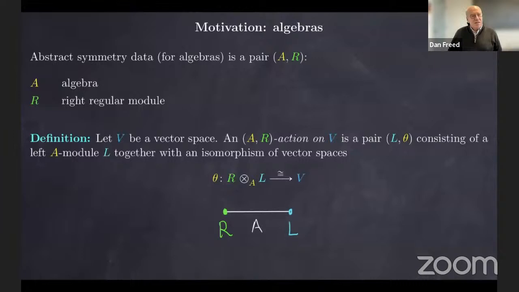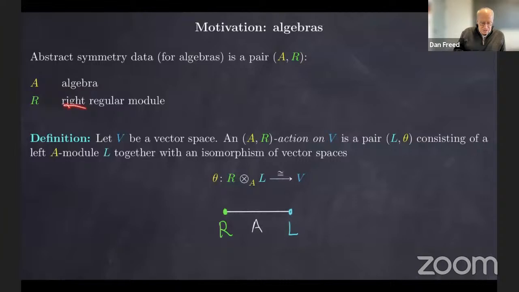And I want to separate out some abstract version of symmetry and a concrete version, meaning its action. So the abstract version is a pair consisting of an algebra, and you can just think very simple, finite dimensional, non-topological algebra, like a matrix algebra or sum of matrix algebras, for example, the group algebra of a finite group. And R here is a module. It's a right module, and it's the regular module.